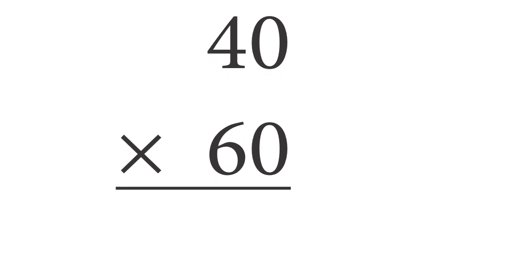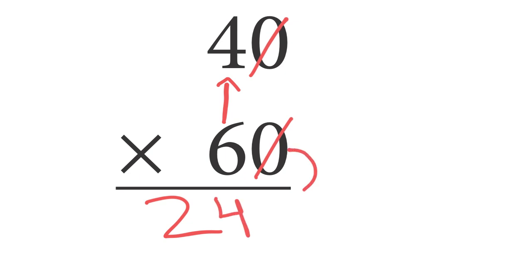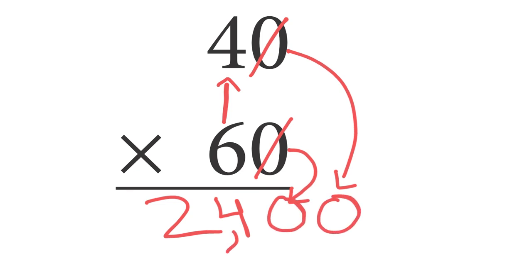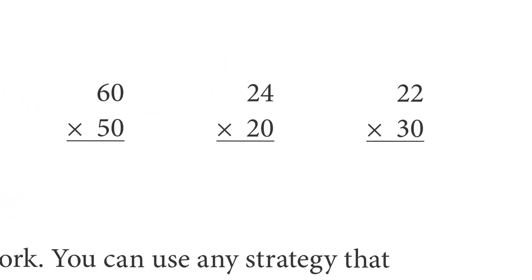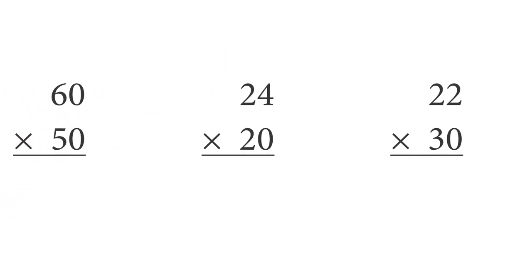40 times 60, I can get rid of 2 zeros, but I have to remember them eventually. If I take 6 times 4, I know that that is 24, and then I must remember to place both zeros on when I'm done. So the answer is 2,400. I would like you to complete these last 3 on your own.